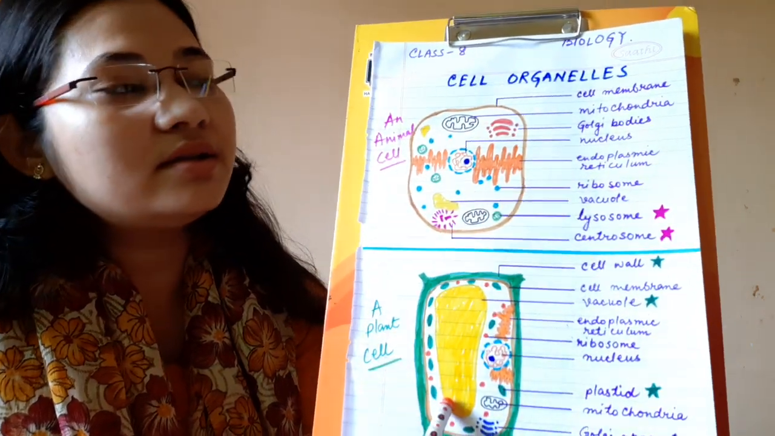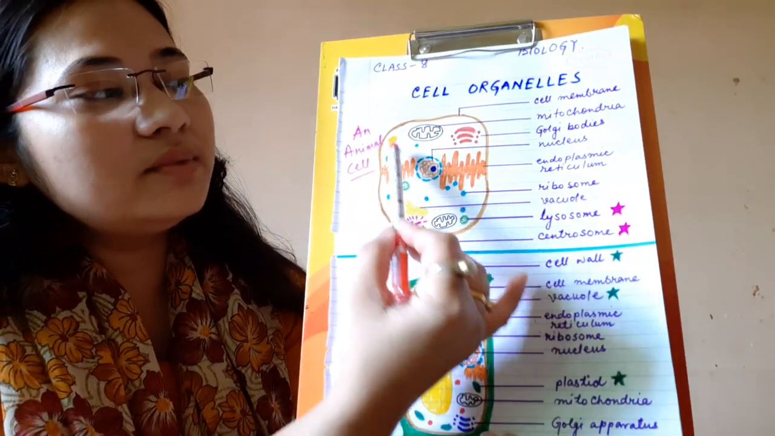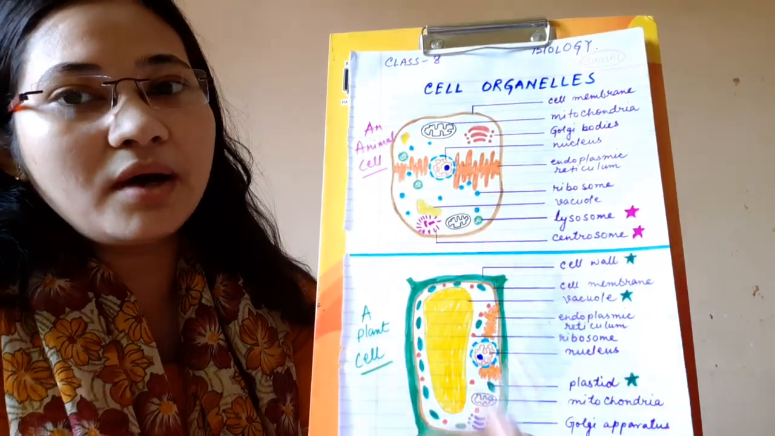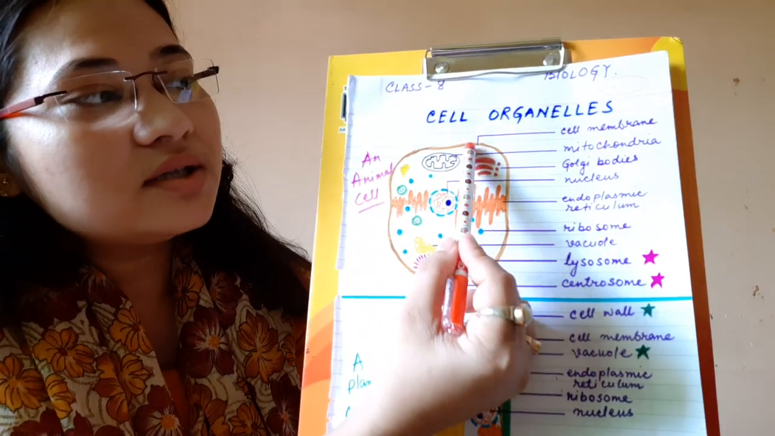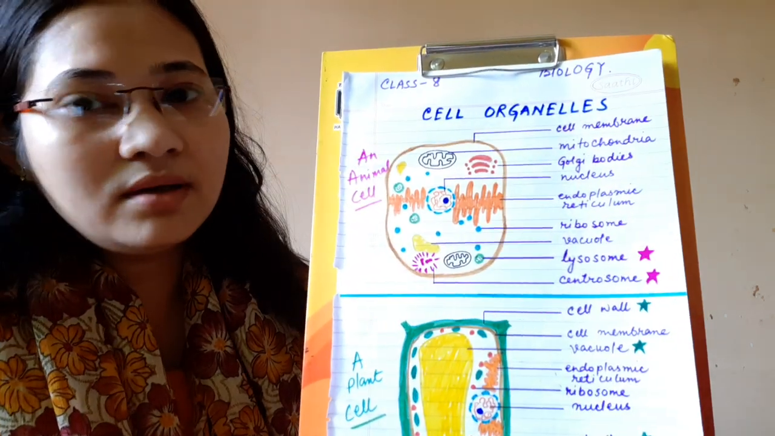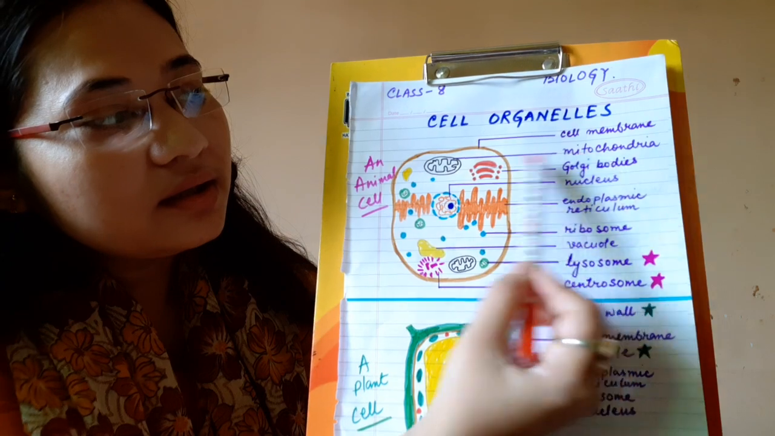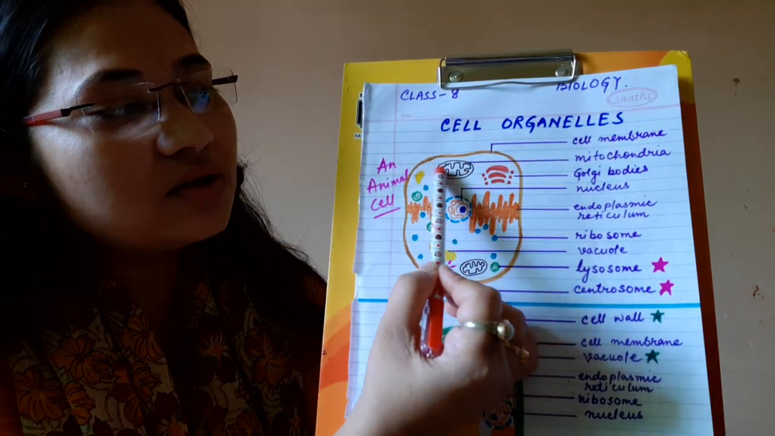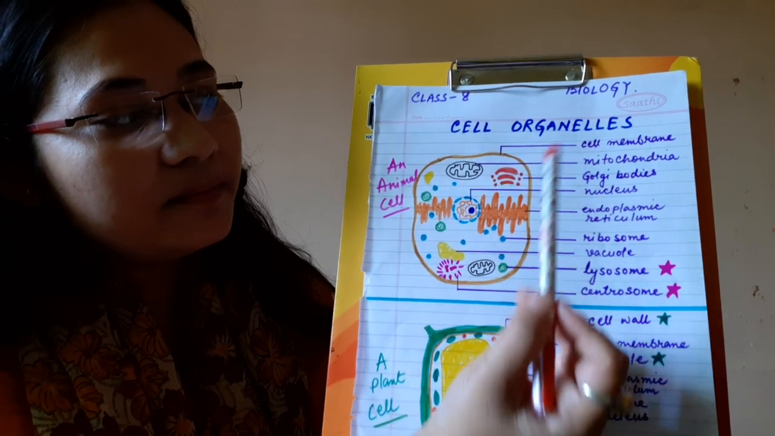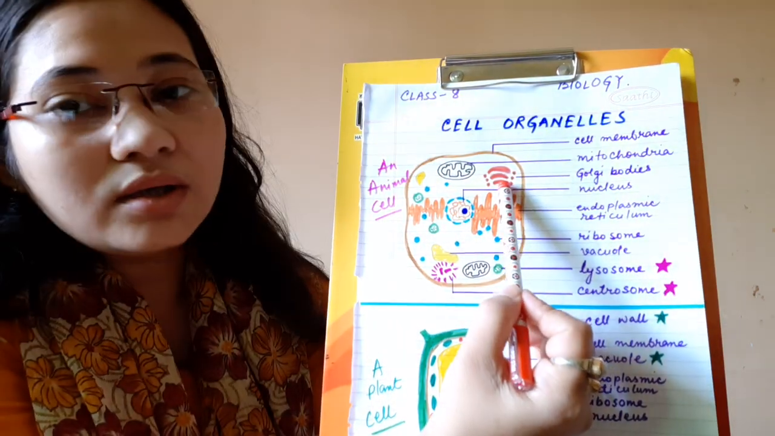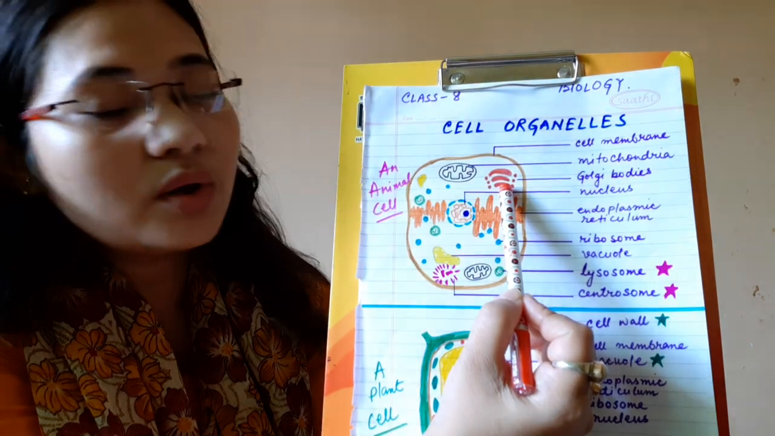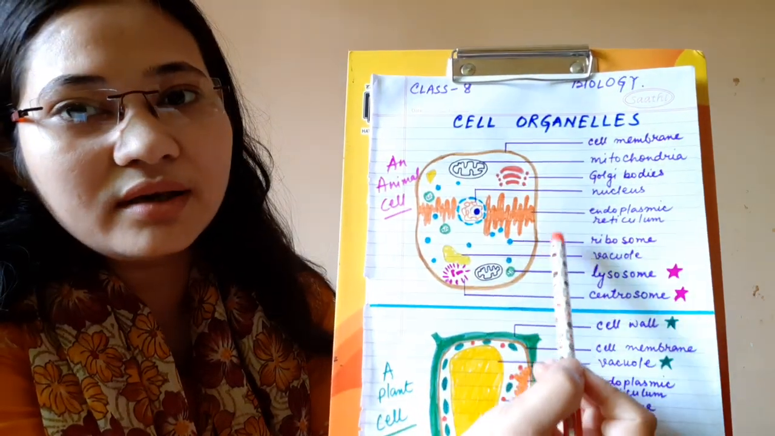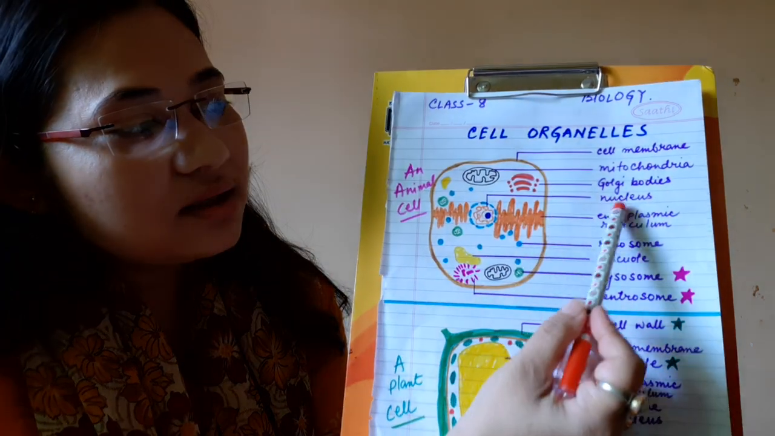In the animal cell you can see I have drawn a brown color cell membrane or the plasma membrane. So this is the cell membrane or the plasma membrane. Just below that there is the mitochondria. So this is a cell organelle, mitochondria. Next is the Golgi body or Golgi apparatus. You can draw it simply like this. Then you can see the nucleus.